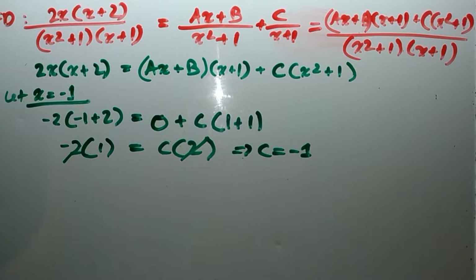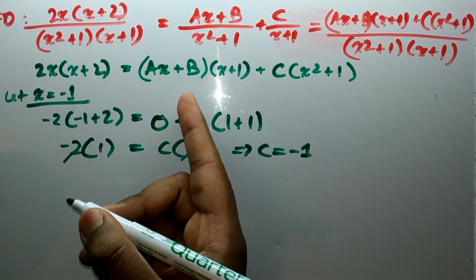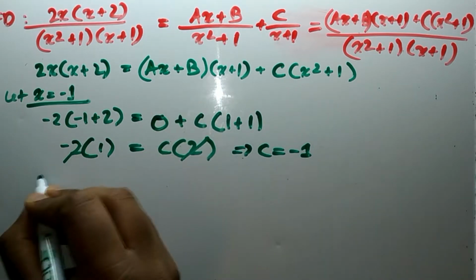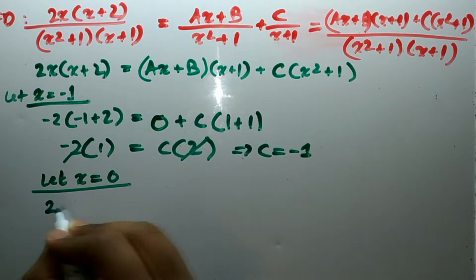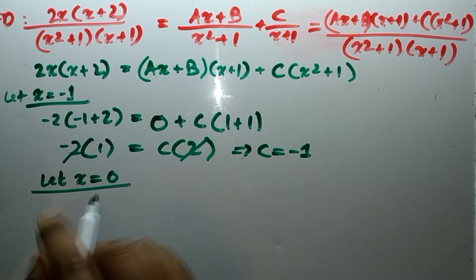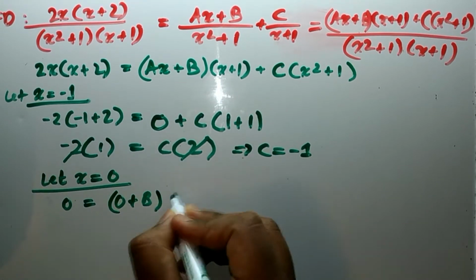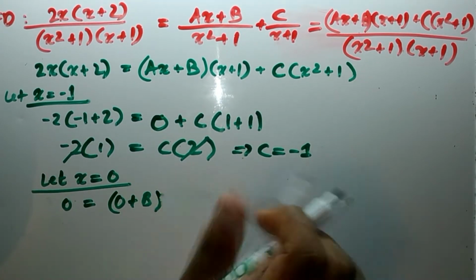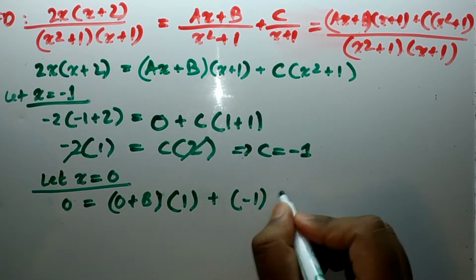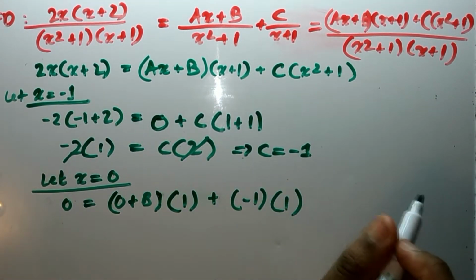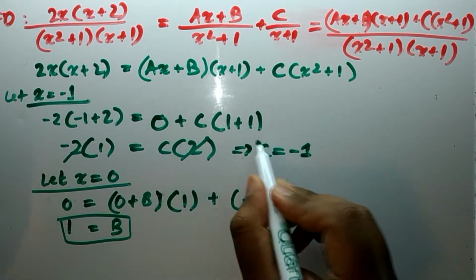Now we know that c is equal to -1. We can actually isolate for b by letting ax equal to 0. So we're going to let x equal to 0 now. And so now the left hand side is just going to be 0 because 2x is 0, multiplied by the whole thing. We're going to get ax is 0 times 1, and c is -1, and it's going to be times 1. Isolate for b, and we get 1 is equal to b.